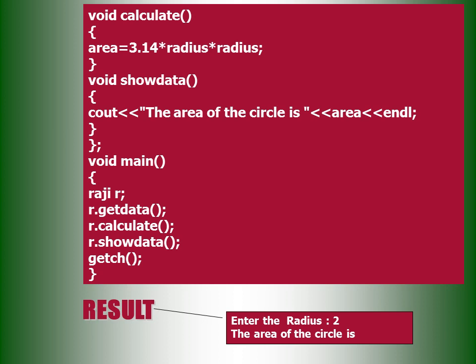So we have to call all these functions with the object r dot. The flow of a function can work together, and the class must be used together, and this is how we are using simple C++ programming with classes. The above program shows the result when the entered radius is equal to 2. The area of the circle is calculated according to the value 2, and it displays the value.